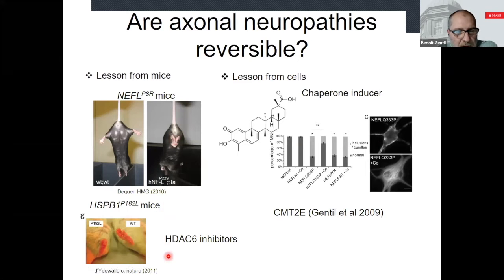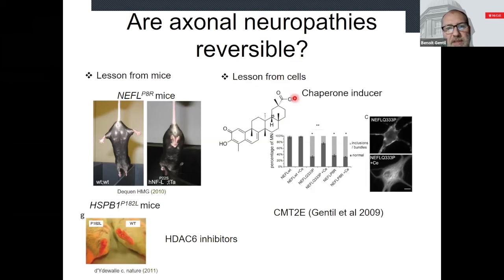A similar type of work has been done in Ludo van den Bosch's laboratory, and this time he used a mice model expressing this HSP27 mutant, and he treated with an HDAC6 inhibitor. What he found is that after the mice developed this characteristic phenotype of Charcot-Marie-Tooth here in the feet, you treat with HDAC inhibitor, and the mice restore their feet as if normal. It was very interesting because, like I say, it suggests that axonal neuropathies are reversible. And I think this all depends on the extent of the damage.